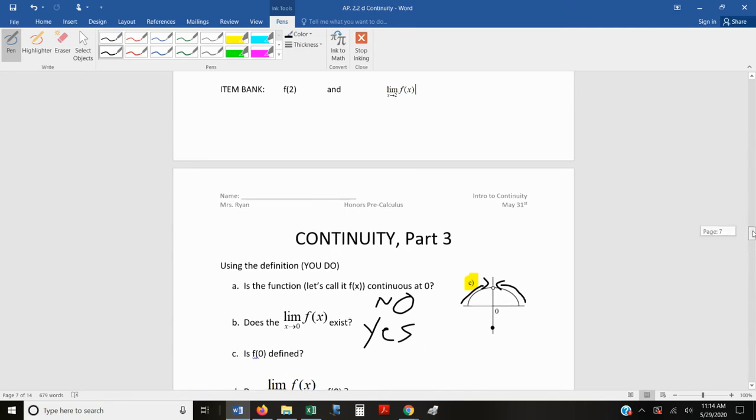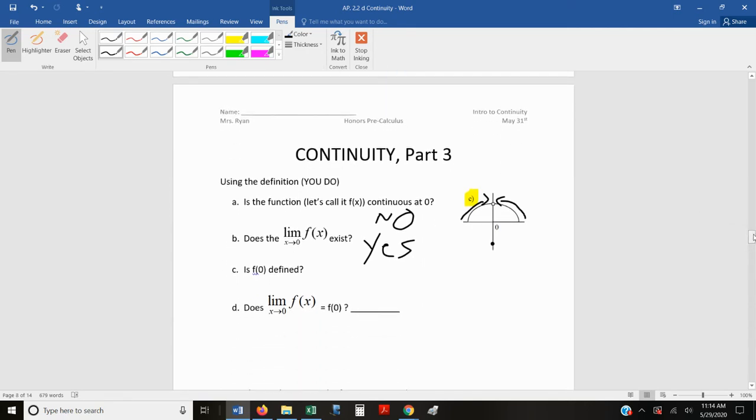Next question, is f of 0 defined? The answer is yes. Remember, that means, is there an output at x equals 0? And there is an output at x equals 0. It happens to be down here where the closed circle is, but there is an output, so f of 0 is defined. And the last question, does the limit as x goes to 0 of f of x equal f of 0?